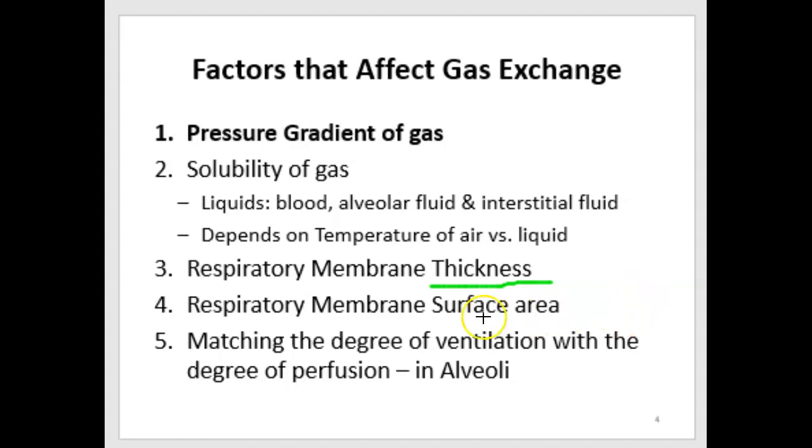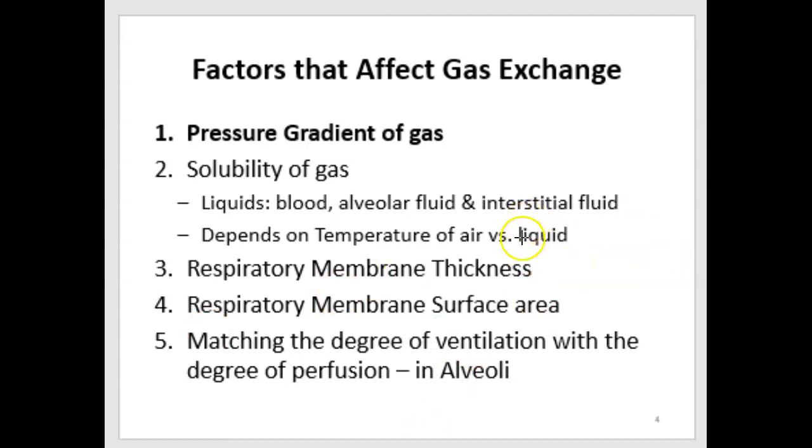Another factor relates to the surface area available for gas exchange. What this means is how much respiratory membrane is functional in the lung. And of course, with disease, you have destruction of alveoli, and so the surface area would decrease. And we'll talk more about that in the disorders lecture.